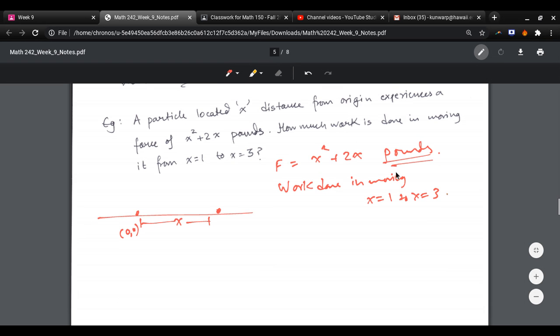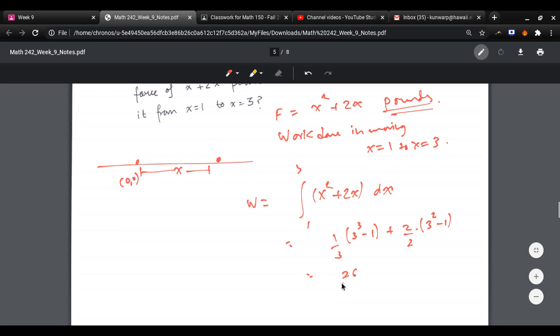Now we can work in this particular unit of pounds because we also don't know what these units of distances are. So in general, the integration method works whatever unit you are in. So the work done in this case is going to be the integral of x squared plus 2x dx from 1 to 3. And that's 1/3 of (3 cubed minus 1) plus 2/2 of (3 squared minus 1). That's 26 over 3 plus 8, which comes out to 50 over 3 units.